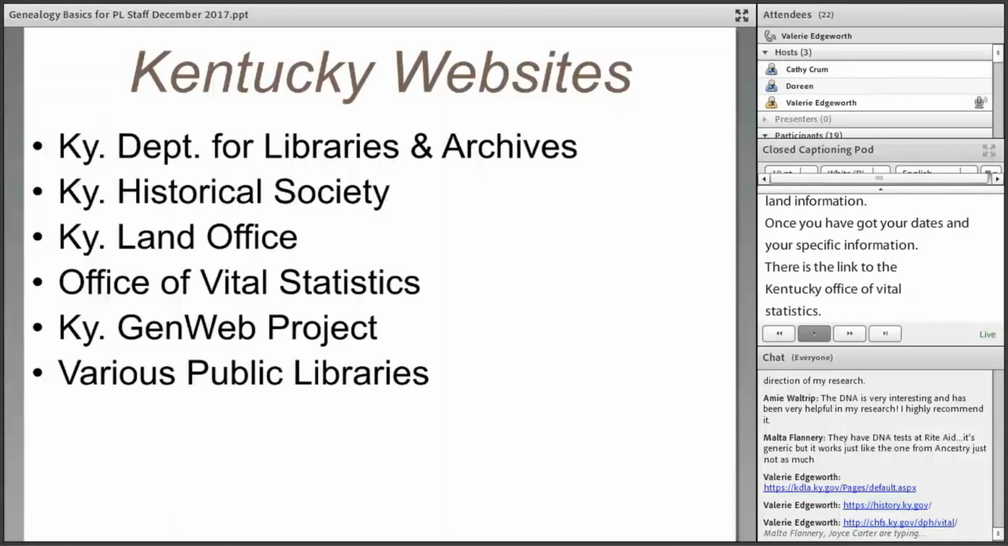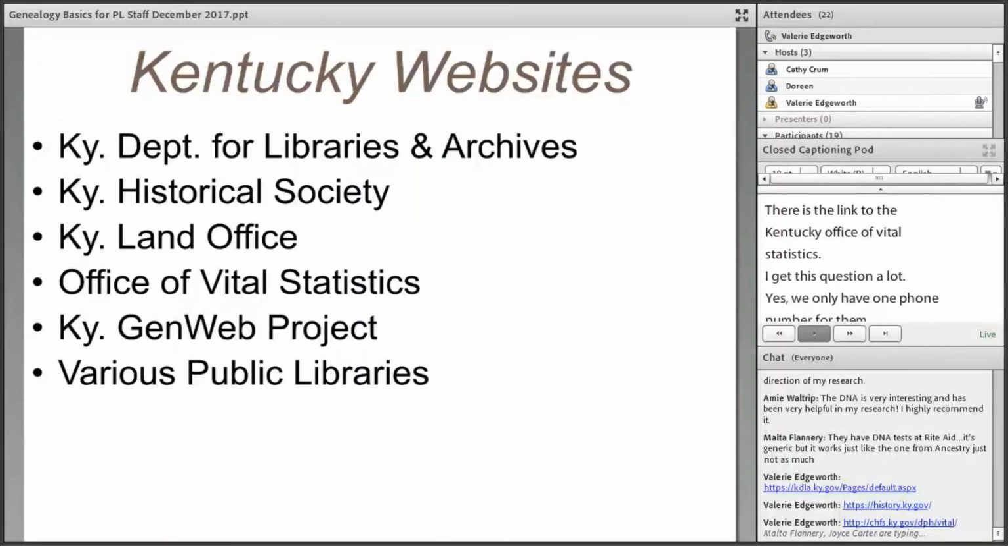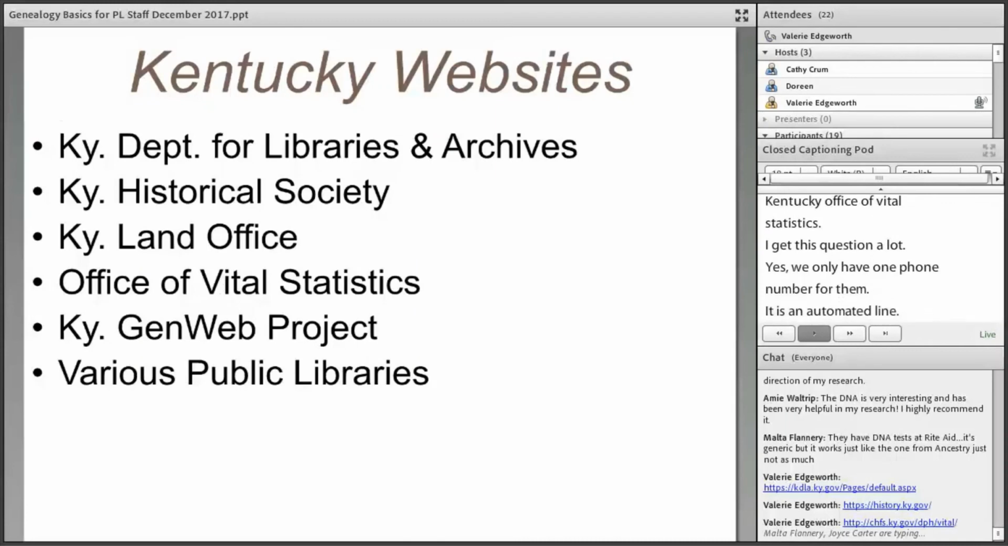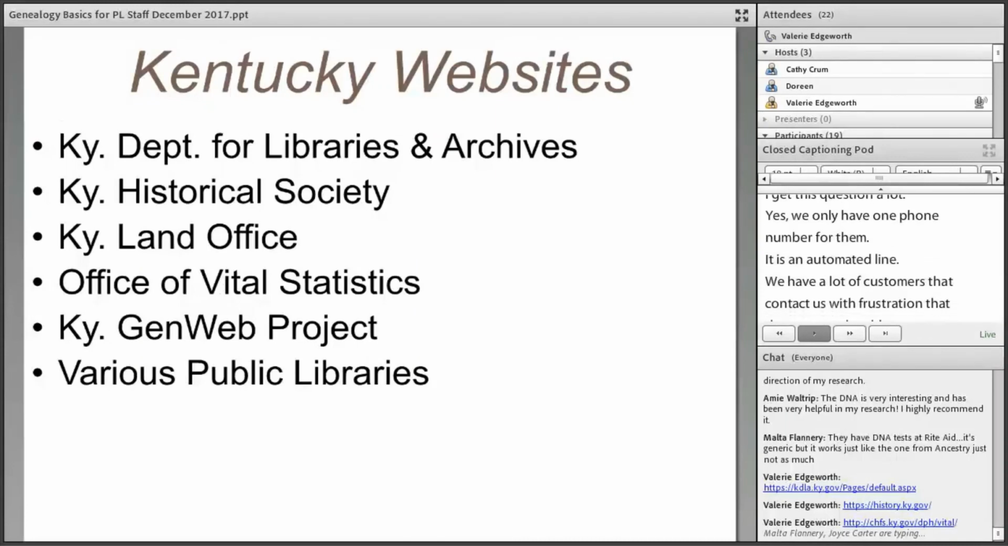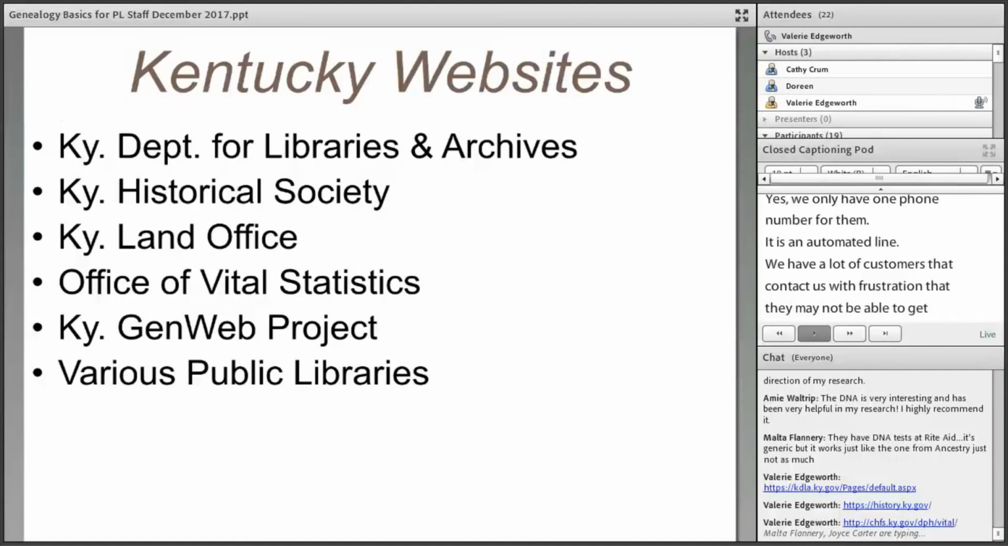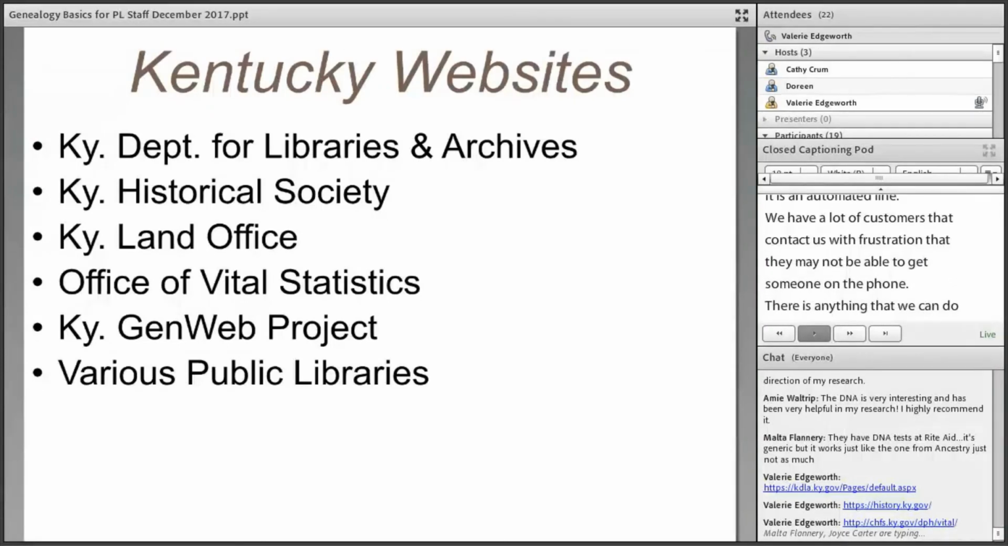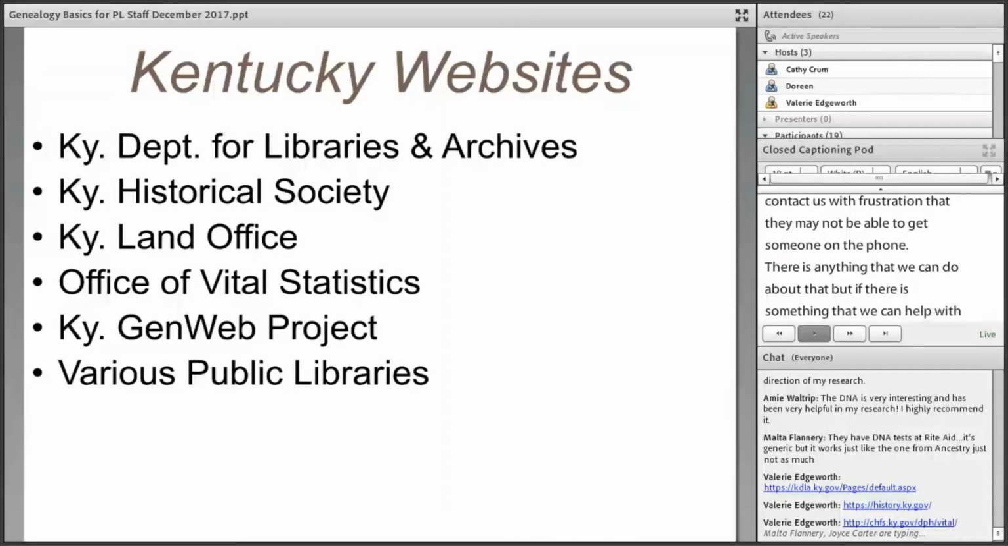I get this question a lot. Yes, we only have one phone number for them. It is an automated line. We have a lot of customers that contact us with frustration that they may not be able to get someone on the phone. There isn't anything we can do about that, but if there's something we can help with Vital Stats, again, we will try and help in any way that we can.